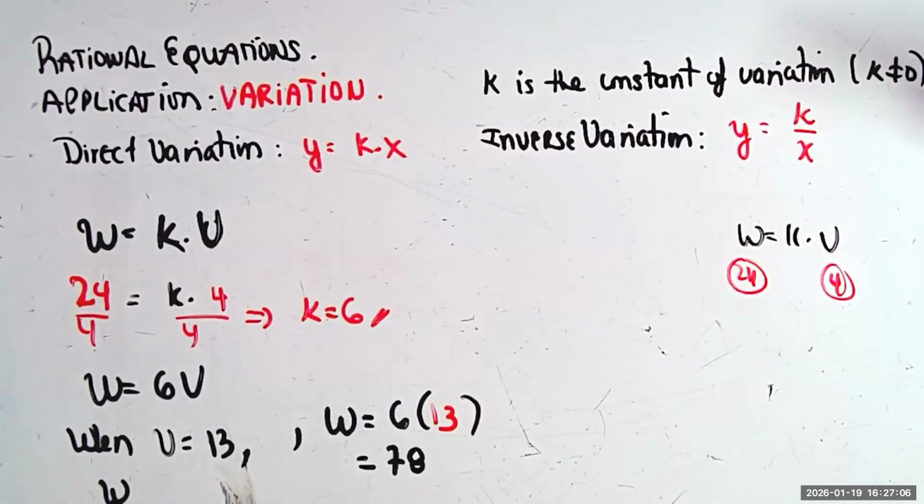Let me go back to the problem here. Yeah, this was in pounds. The weight was in pounds, and the volume was in gallons. So for 13 gallons, the weight would be 78 pounds. So for a liquid with a volume of 13 gallons, this will be pounds. And we're done.